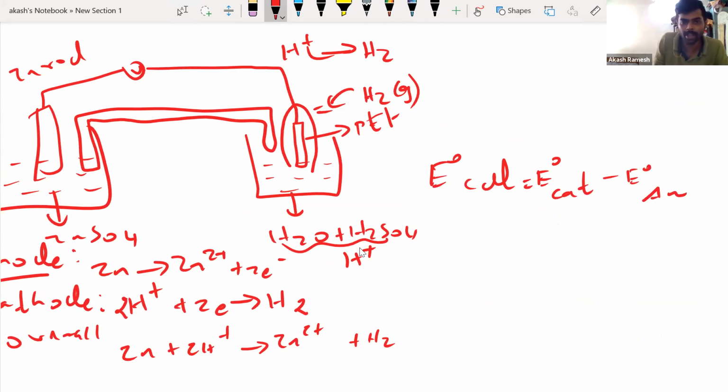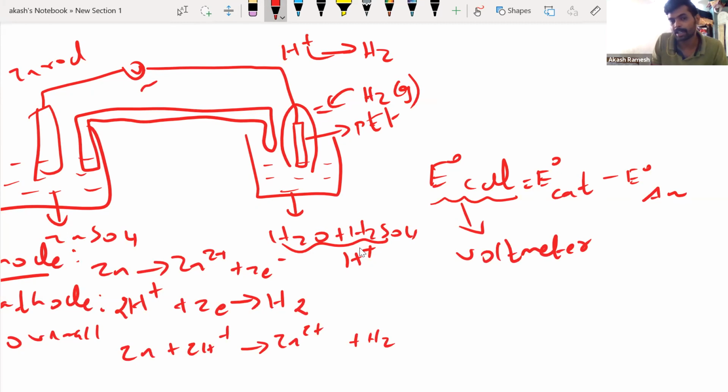Now this value, guys, will be given by the voltmeter. The potential difference between these two will be given by this voltmeter, which is here. Now, these two individual values are the problem. That is why we came here.